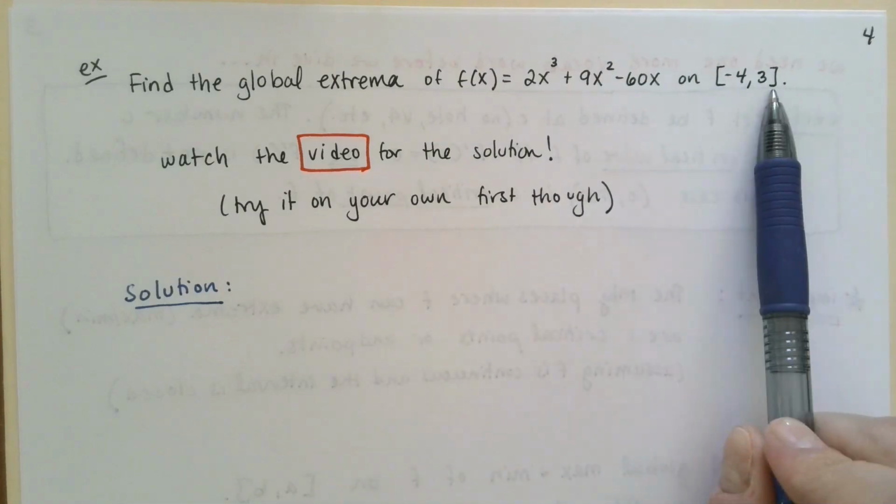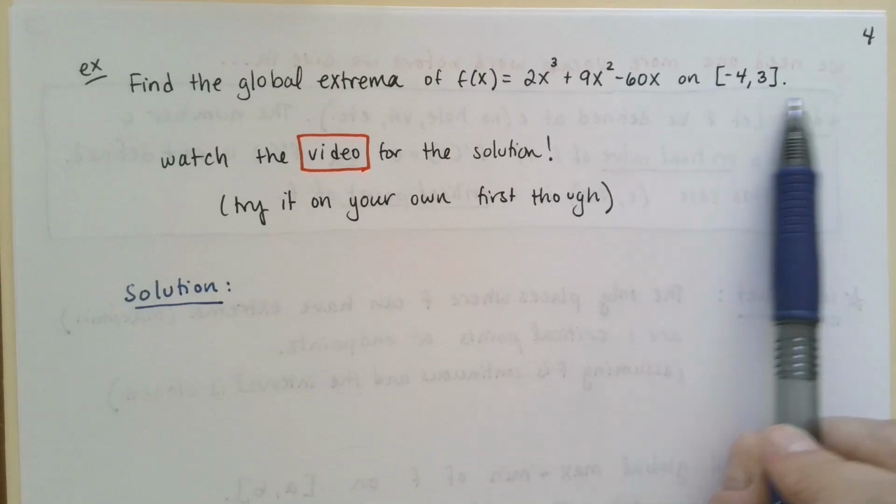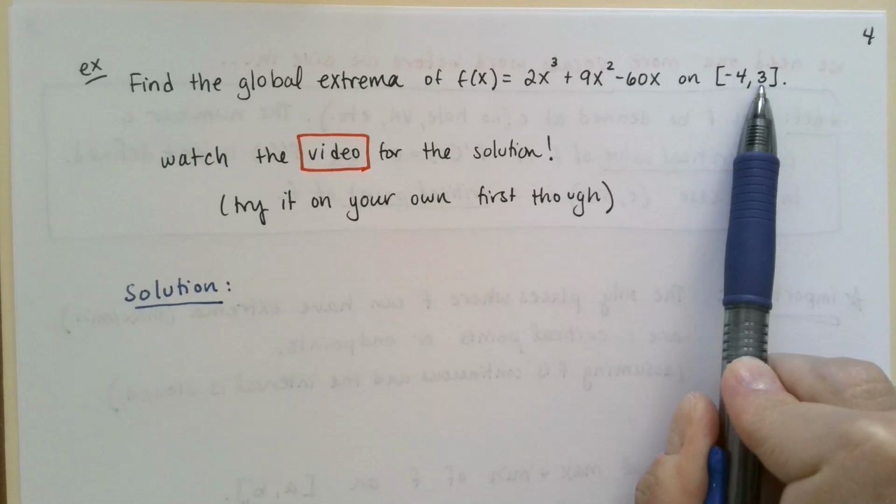So this -4 to 3 is telling us that -4 is the lowest x value we're considering and 3 is the highest. So it kind of gives us like a left and right cutoff for the graph. So this is my A and this is my B.